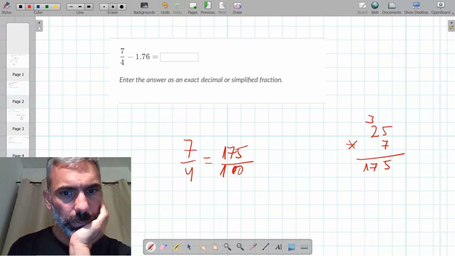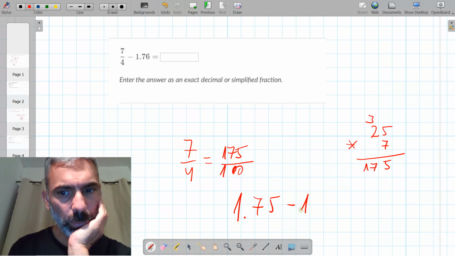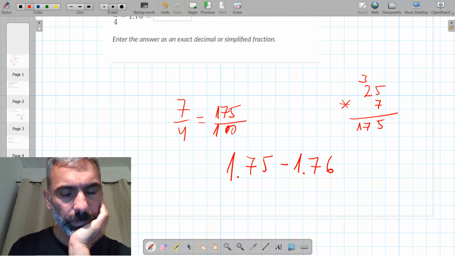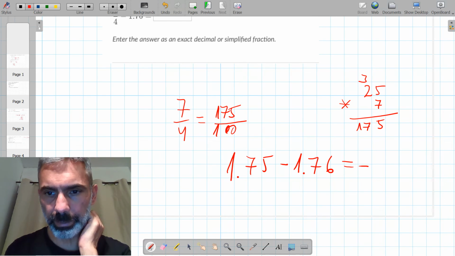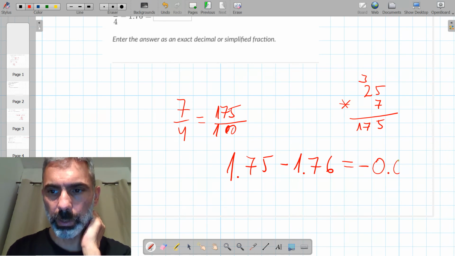So this is 1.75, 175 hundredths, is 1.75 minus 1.76. So one is positive, the other is negative. So the answer is the difference between the two, and the answer is negative because 176 is greater than 175. The answer is minus 0.01.